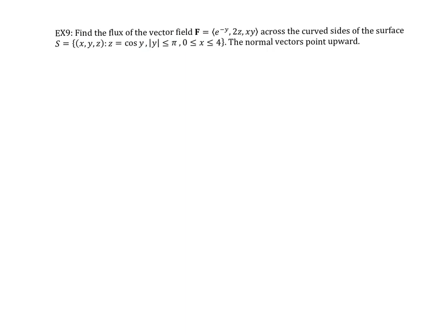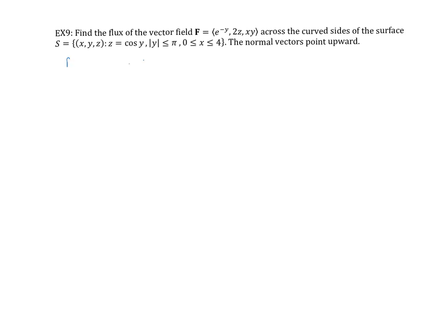Example 9 is going to be our last example for this section. I apologize, this is a super long section. So it says to find the flux of this vector field across the curved sides of the surface S. S is defined as z equal to cosine of y, where the absolute value of y is less than or equal to pi, and x is between 0 and 4. The normal vectors point upward.